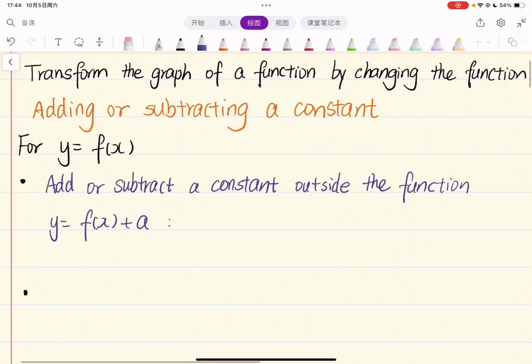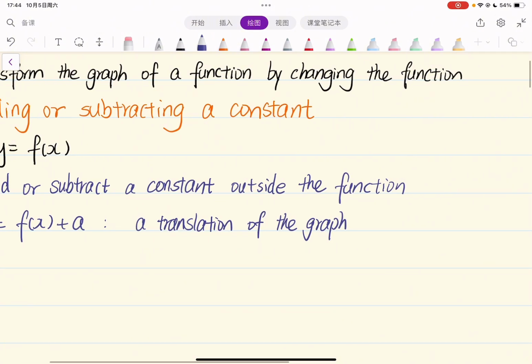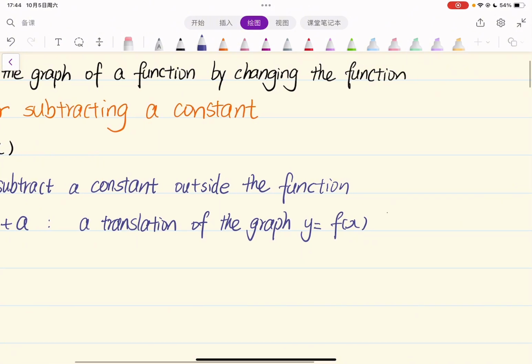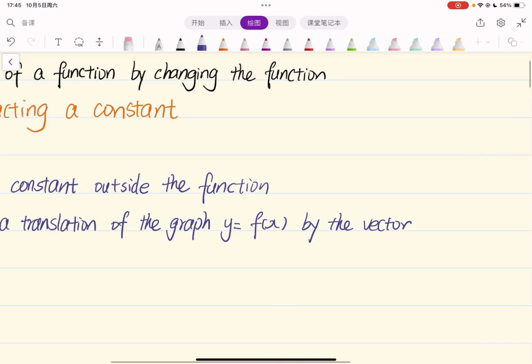It means a translation of the graph y equals f(x) by the vector (0, a).